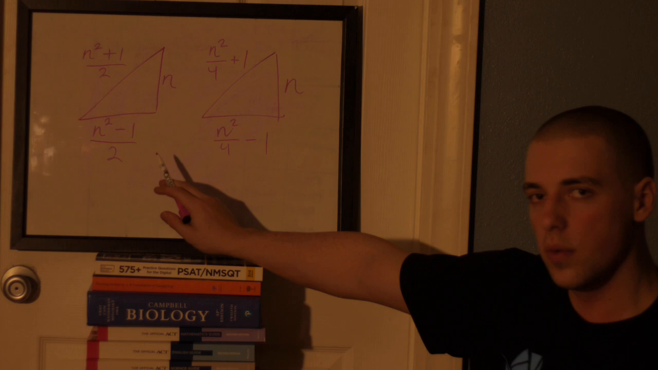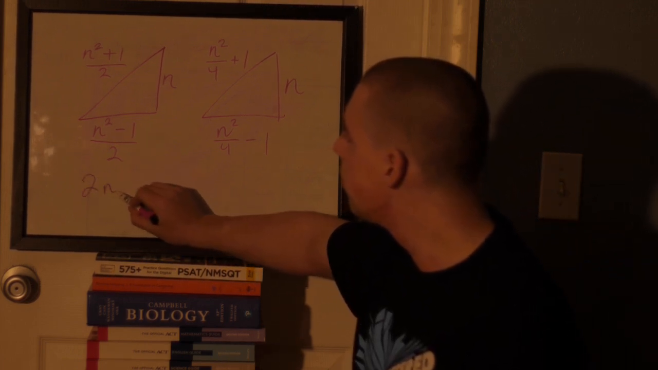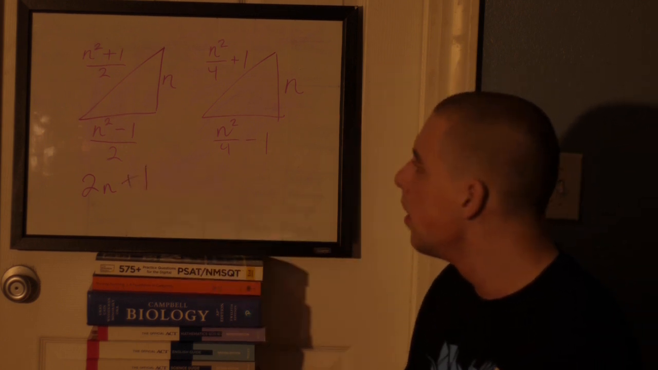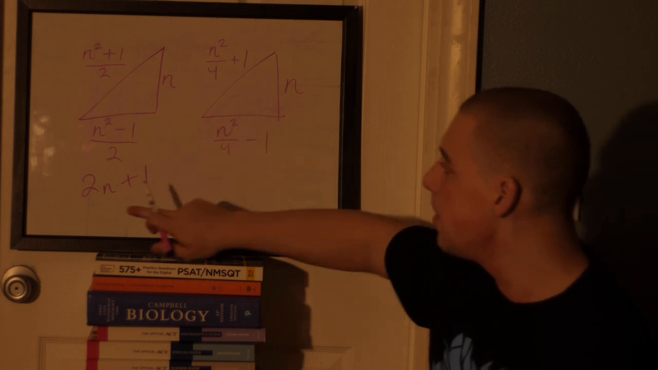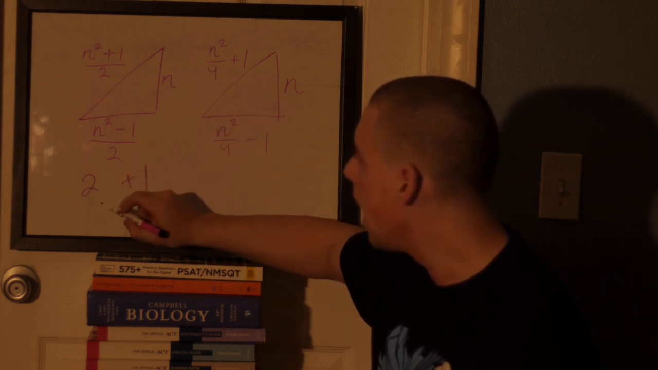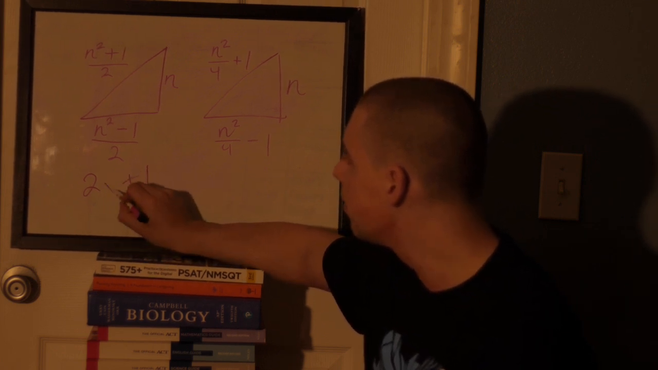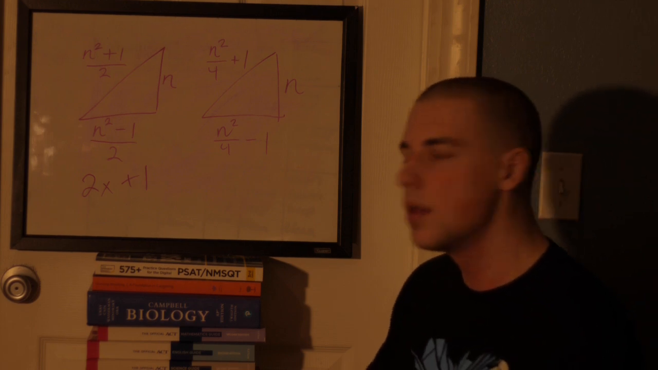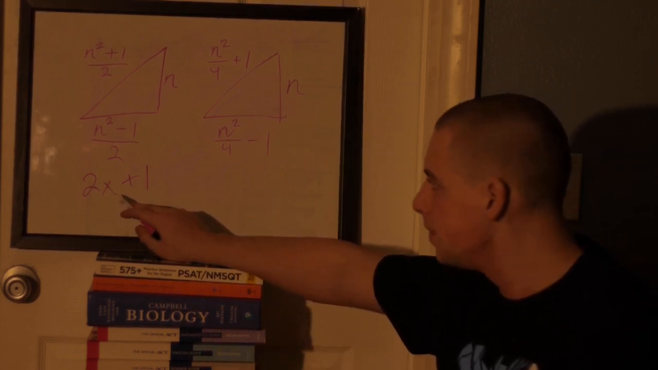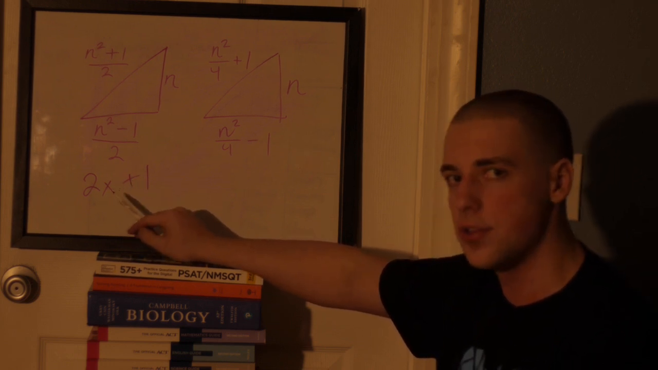Let's start with the odd one. An odd number, by definition, is 2n plus 1. Right? It's a different n than this. Maybe I'll use a different variable because I don't want to get anything mixed up. I'll use x. 2x plus 1, where x is an integer. Yeah. So an odd number by definition is 2x plus 1.